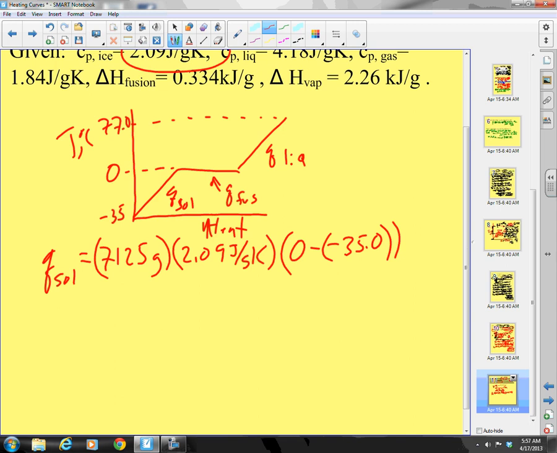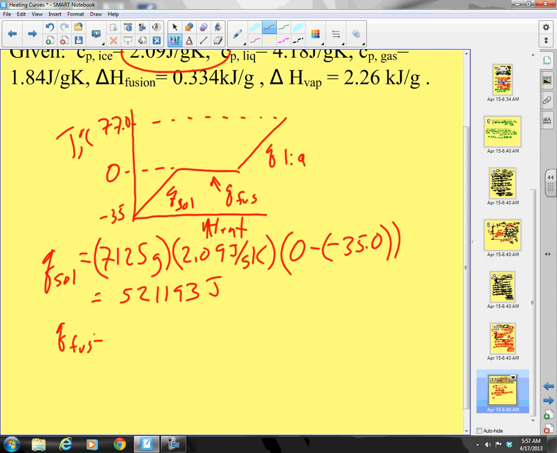Yoink! That looks to me like 521193 joules. Let's check that again. 7125 times 2.09 times 35. 521193. Yes. So what is my Q of fusion?